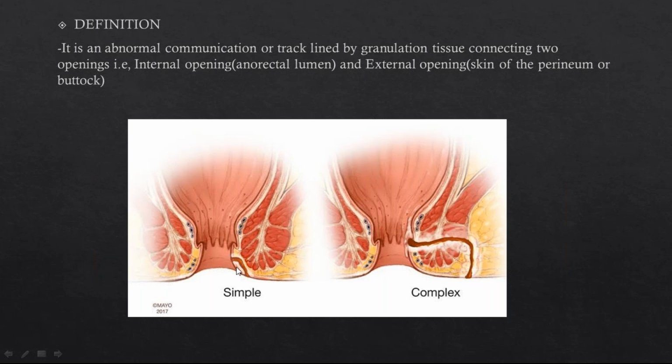Okay, so the definition is, it is an abnormal communication or a tract which is lined by granulation tissue, connecting two openings, that is the internal opening and the external opening. The internal opening being into the anorectal lumen and the external opening being into the skin of the perineum or the buttock. Okay, this is the definition of a fistula in ano.